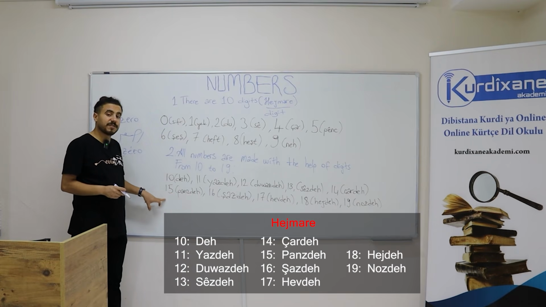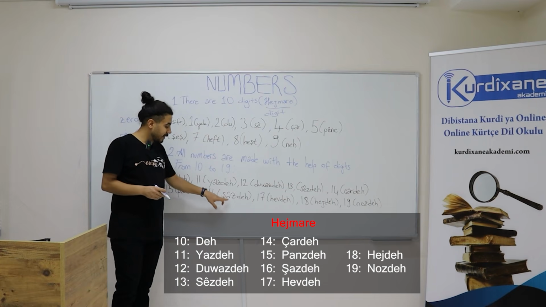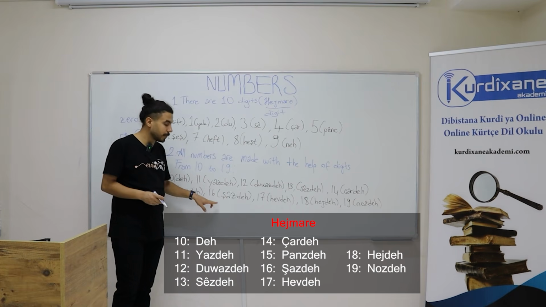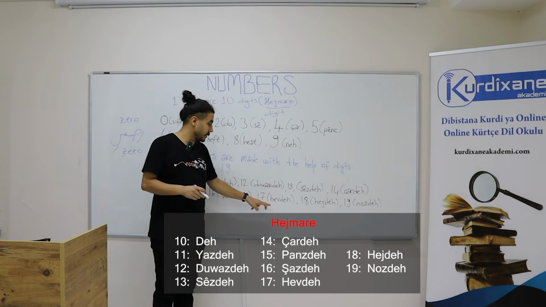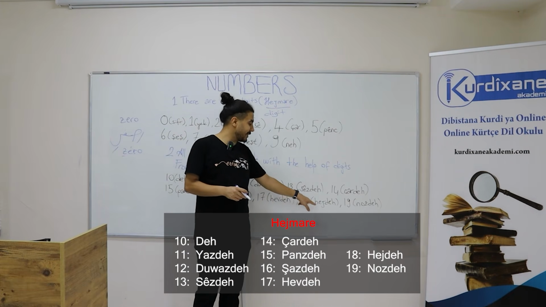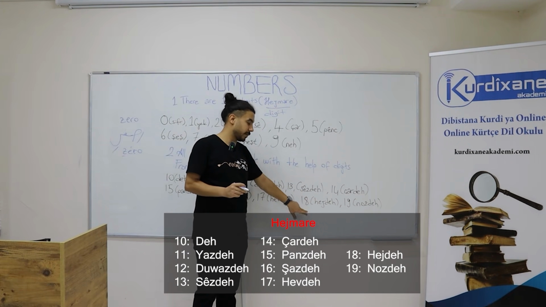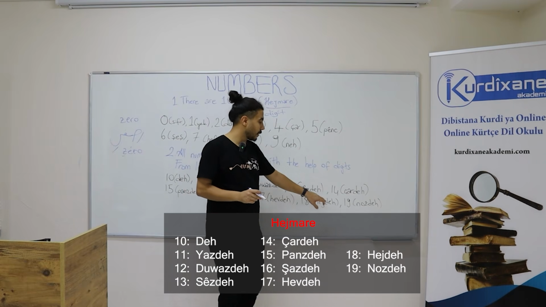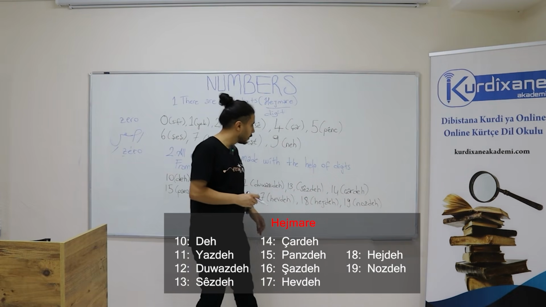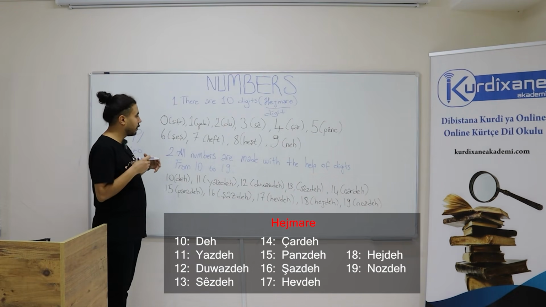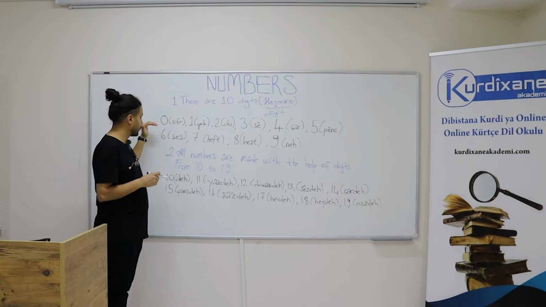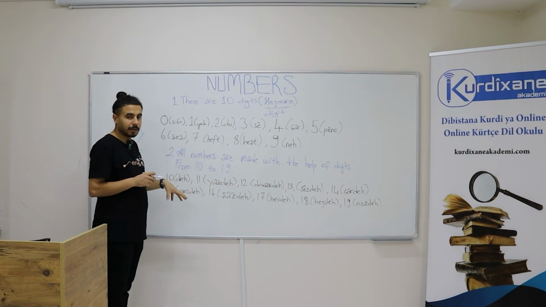Panzdeh, 15. Shazdeh, 16. Havdeh, 17. Hajdeh, 18. Nozdeh, 19. So guys, as you can see, we've seen the digits and the numbers from 0 to 19 in the Kurdish language.